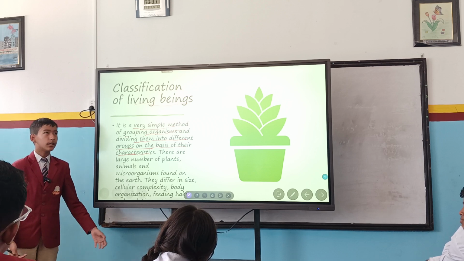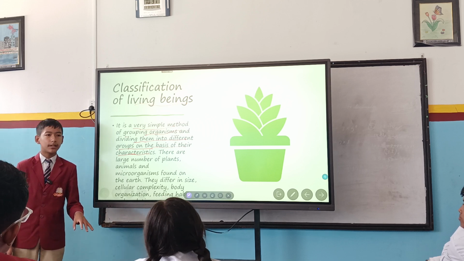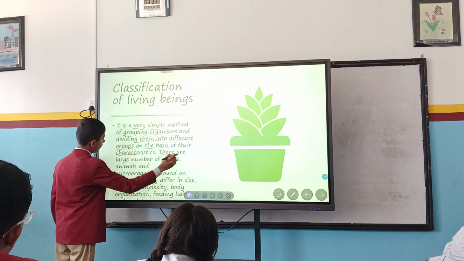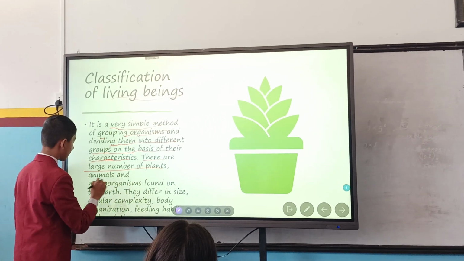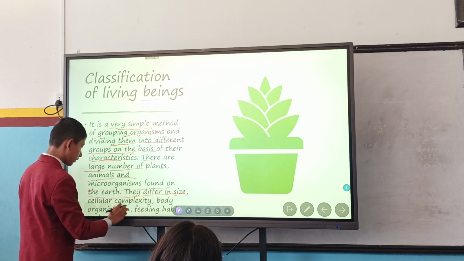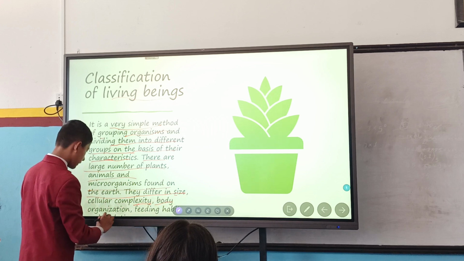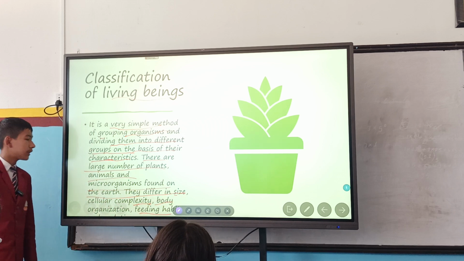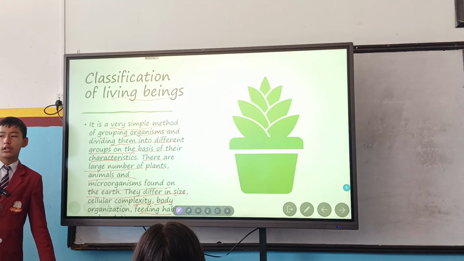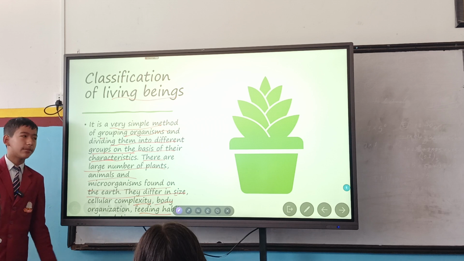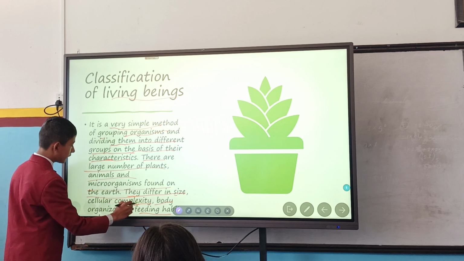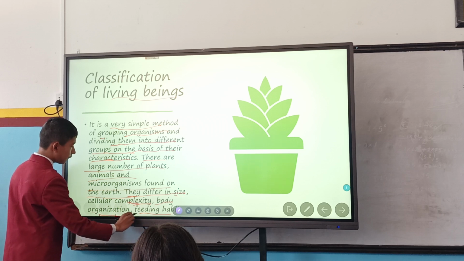Like if any organism has a name, then it is all due to their genes and their features. And it's given here: there are a large number of plants, animals and microorganisms found on the earth. They differ in size, cellular complexity, body organization, feeding habits. It means to say that not only one or two animals or plants, but on our earth there are millions and billions of animals and plants, and they differ in size, cellular complexity, body organization, feeding habits.